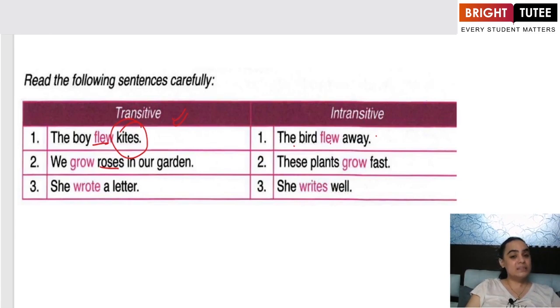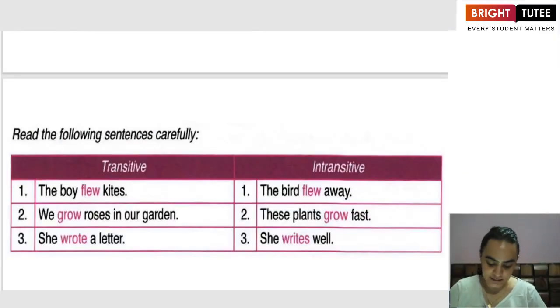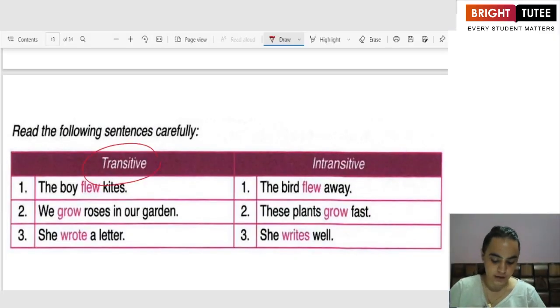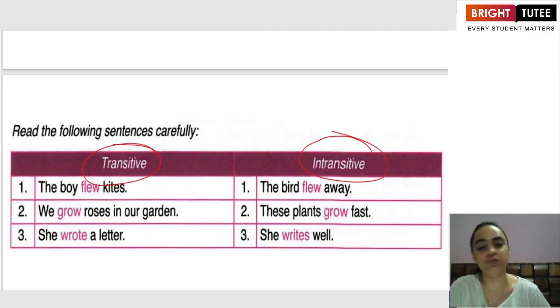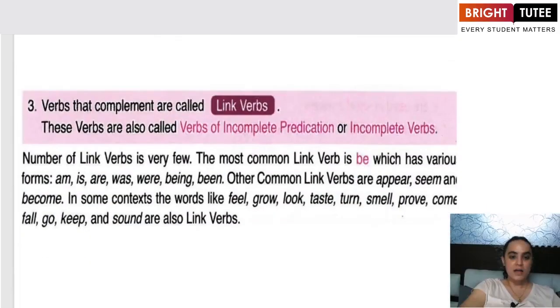She wrote a letter. Wrote what? A letter, so transitive. She writes well. Do we know what she's writing? No, so intransitive. So those sentences that need an object are transitive in nature, and those sentences that do not need an object are intransitive in nature.